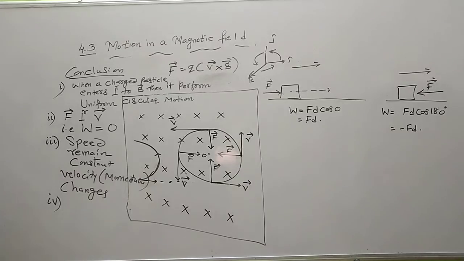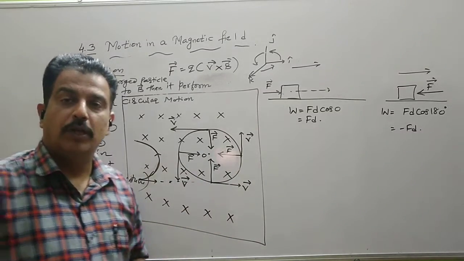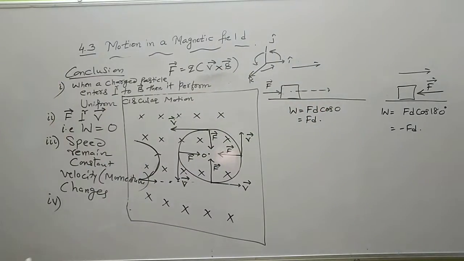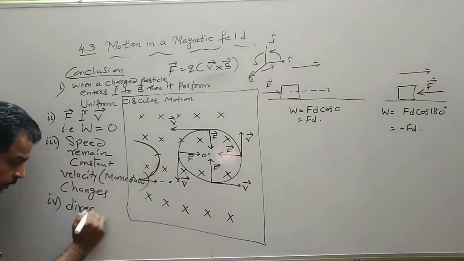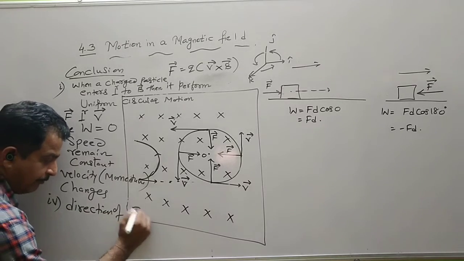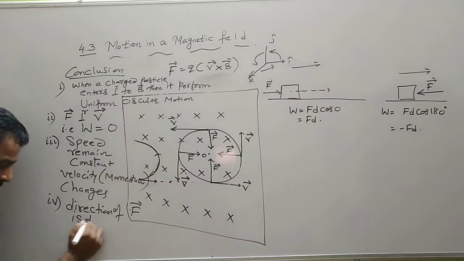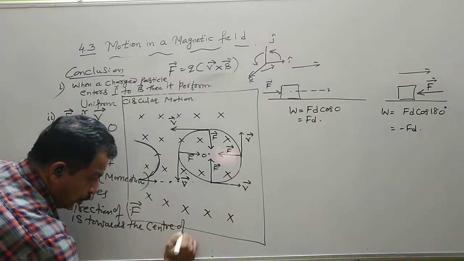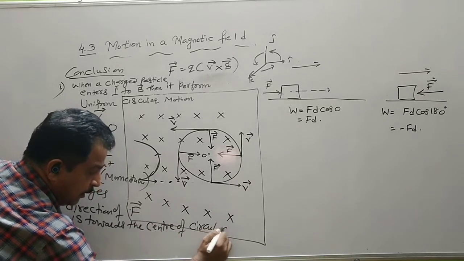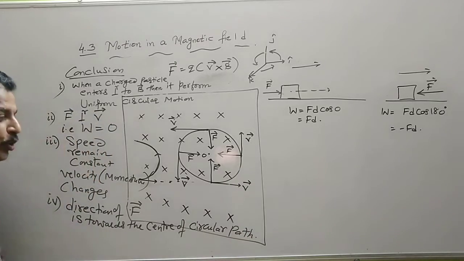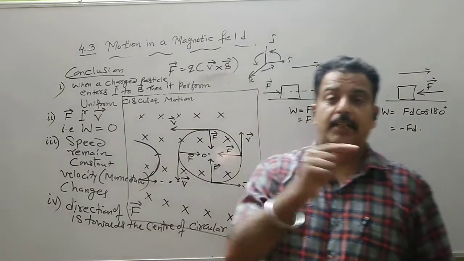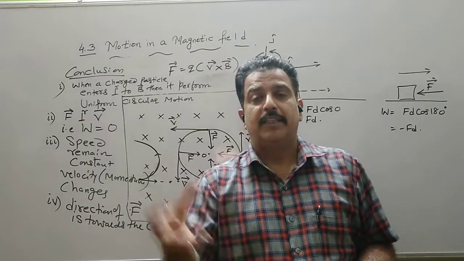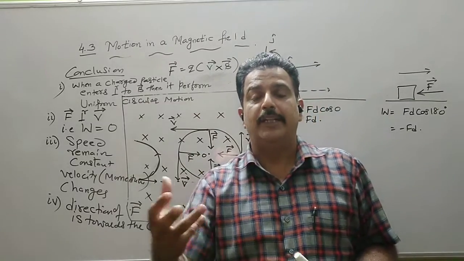Fourth, since it is performing a uniform circular motion, the direction of the force is towards the center. So the direction of the F vector, or the Lorentz force, is towards the center of the circular path. And we know that the force which is directed towards the center is a centripetal force. So here the necessary centripetal force is provided by the magnetic field.